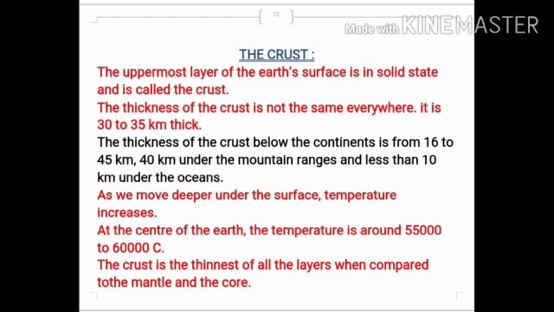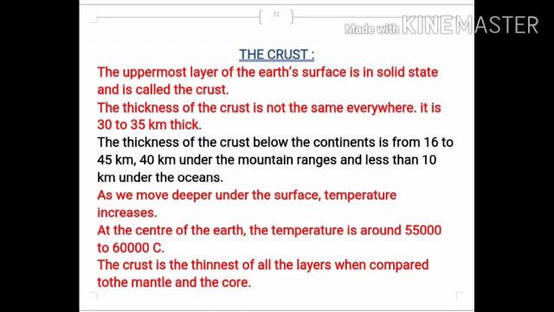Let's start with our concept, the crust. The uppermost layer of the earth's surface is in solid state and is called the crust. The thickness of the crust is not the same everywhere. It is 30 to 35 kilometers thick. The thickness of the crust below the continents is from 16 to 45 kilometers, 40 kilometers under the mountain ranges, and less than 10 kilometers under the oceans.